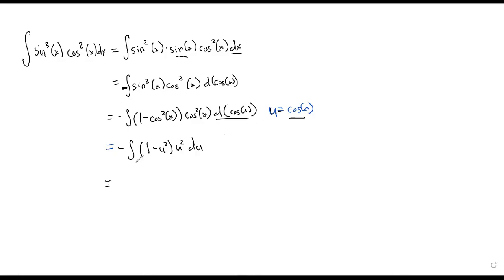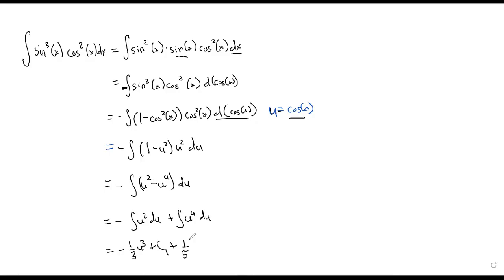Now I'm ready to do a little arithmetic. We have u squared minus u to the 4th du, so the opposite of the integral of u squared du plus the integral of u to the 4th du. The integral of u squared is 1/3 u cubed plus c1. The integral of u to the 4th by the power rule is 1/5 u to the 5th plus c2. Let me go ahead and rewrite that up here.